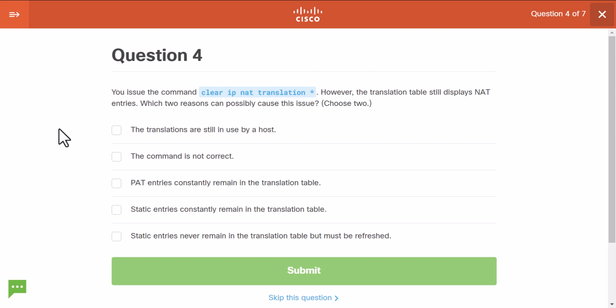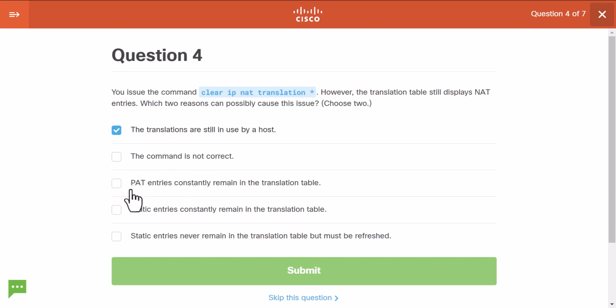Okay, let's see the options. The translations are still in use by a host. Well, actually, it depends on how the host uses them. I mean, if the host actively recreates this translation, I think this could be a good option, right? This is exactly my example of a continuous use of the network address translation, which would basically recreate these dynamic records.